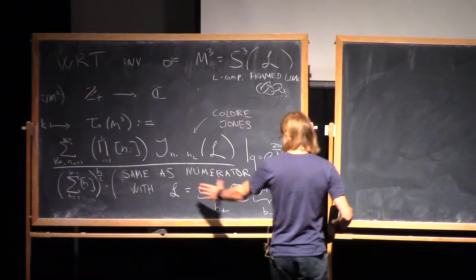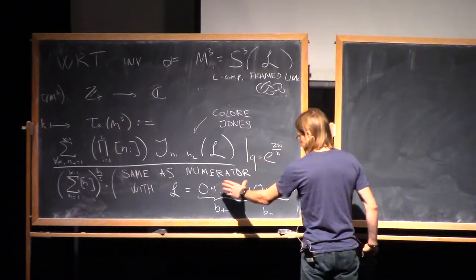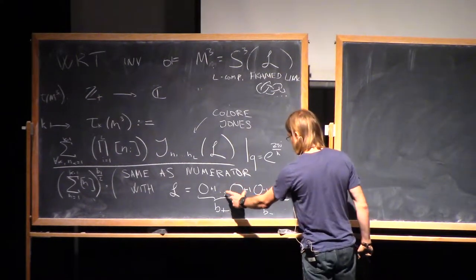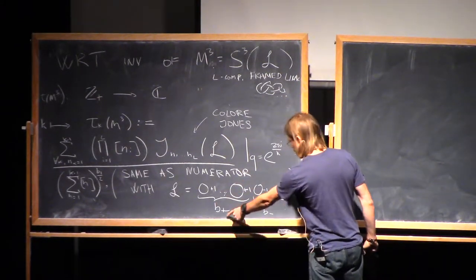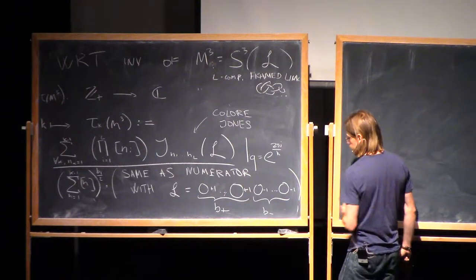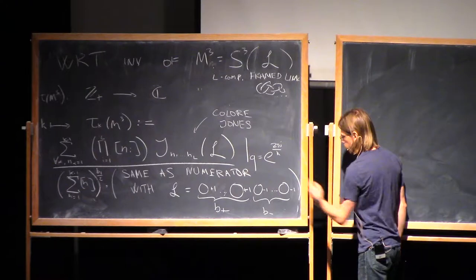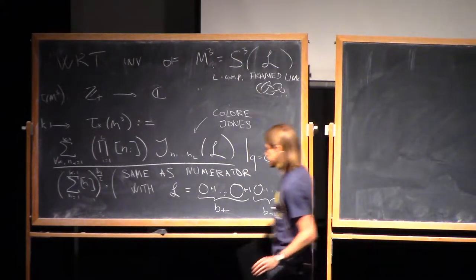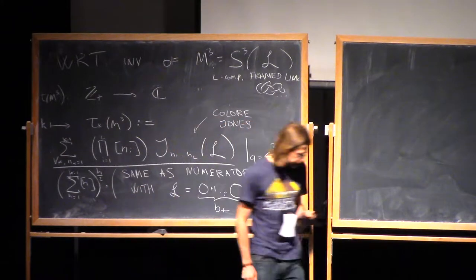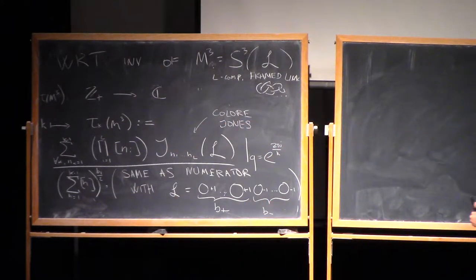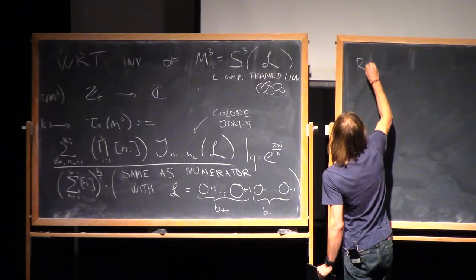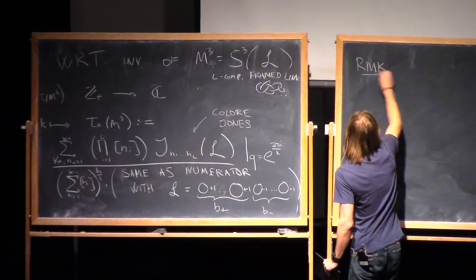One part of the numerator does essentially the same thing, but you replace your link by a bunch of unknots with framing plus or minus one. Their number is b plus, the number of positive eigenvalues of the linking matrix, and b minus for the number of unknots with framing minus one. Then you also add a normalization corresponding to the number of zero eigenvalues of the linking matrix. Let me make a couple of remarks.